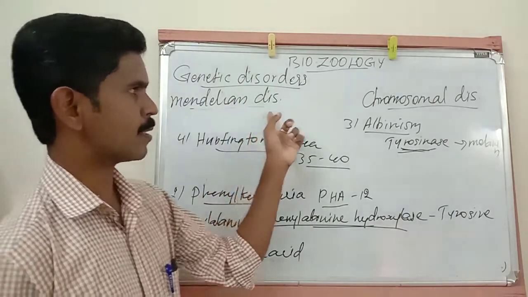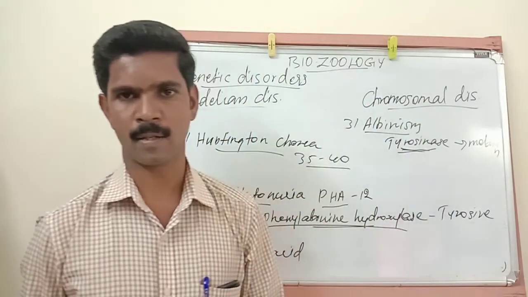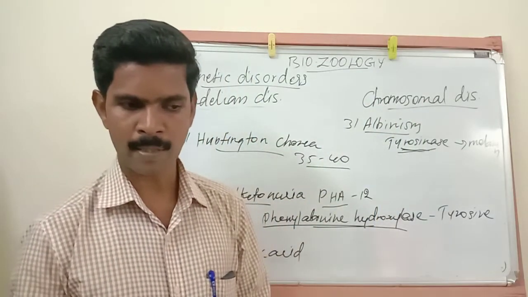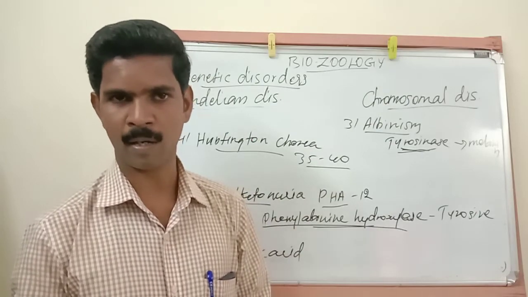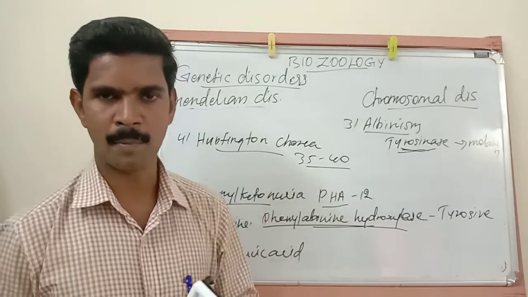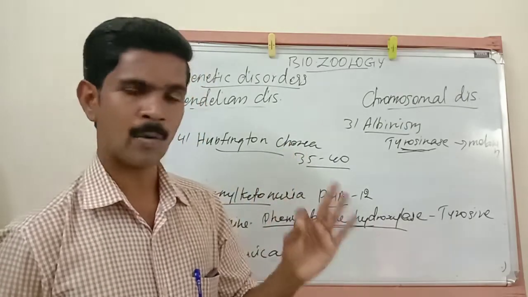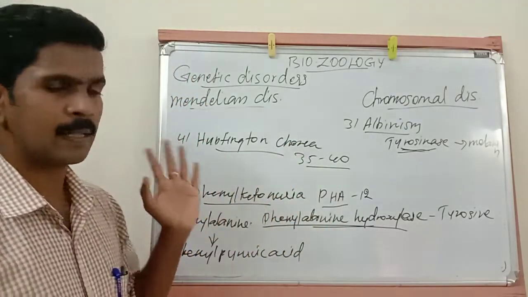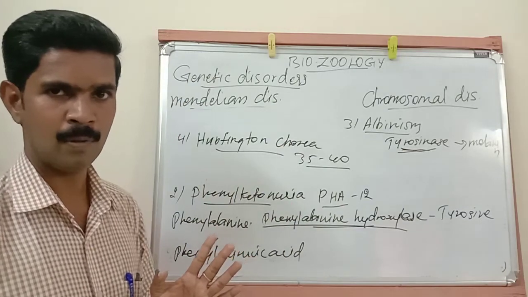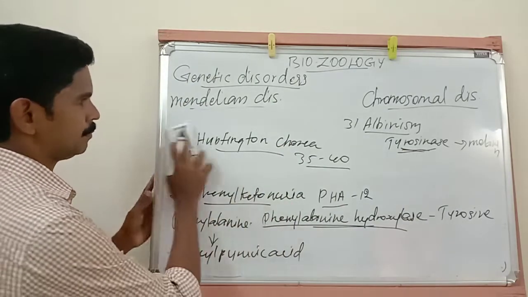One is Mendelian disorder and the second one is chromosomal disorder. Now we have completed 4 examples for Mendelian disorder. What are the examples? First one is thalassemia, second one is phenylketonuria, third one is albinism, and the fourth one is Huntington chorea. Understand all of you? I hope you understood.